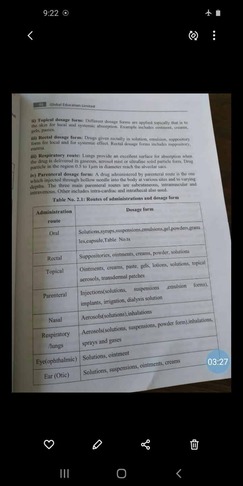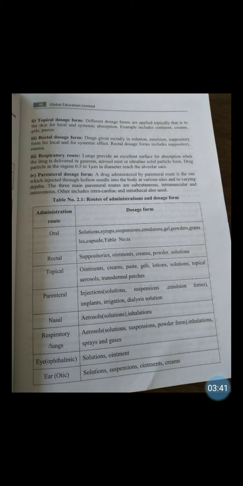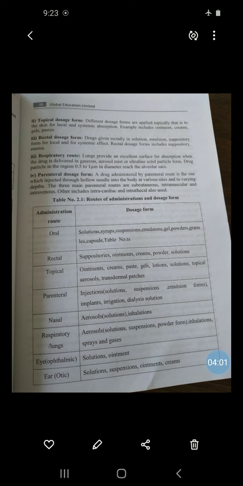Third, rectal dosage form. The drugs are given rectally in solution, emulsion, and suppository form for local as well as systemic effect. Rectal dosage forms include suppositories and enema. The next route is the respiratory route. The lungs provide an excellent surface for absorption when the drug is delivered in gaseous, aerosol, or solid particle form.